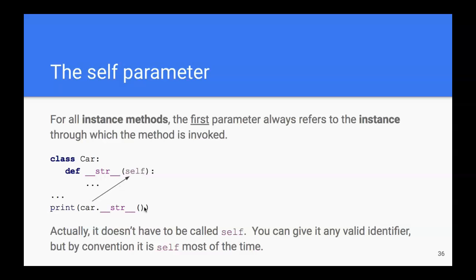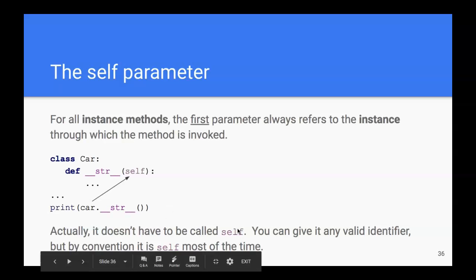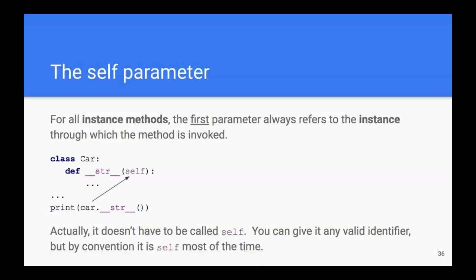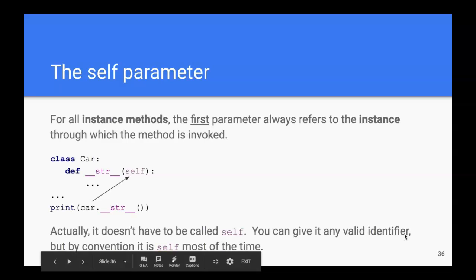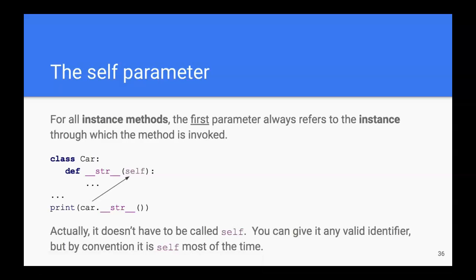Now, here's the interesting thing. It doesn't have to be called self. You can really call it anything, anything that is a valid identifier, obviously. There are only so many valid identifiers. I think you cannot start one with a number. You cannot put a space in the middle, obviously, and things like that. But as long as it's a valid identifier or a valid name, it can be anything. By convention, it is self, and I don't think I've ever seen it being called anything else.